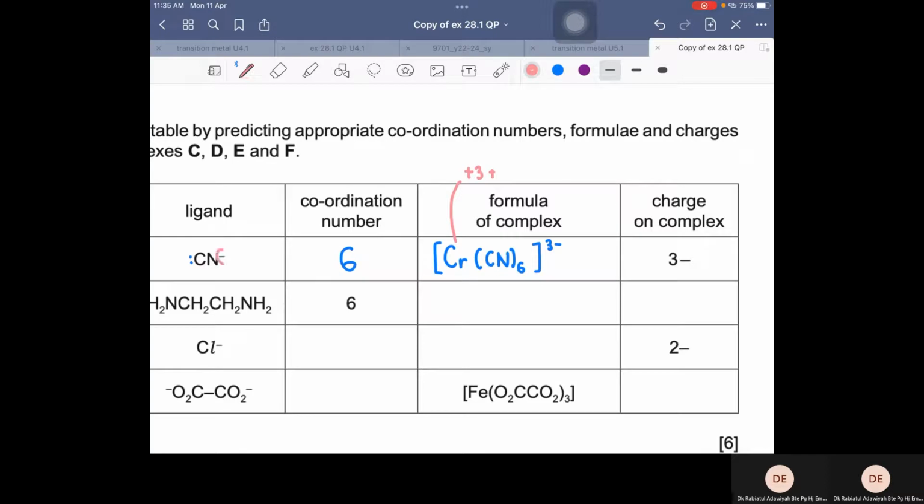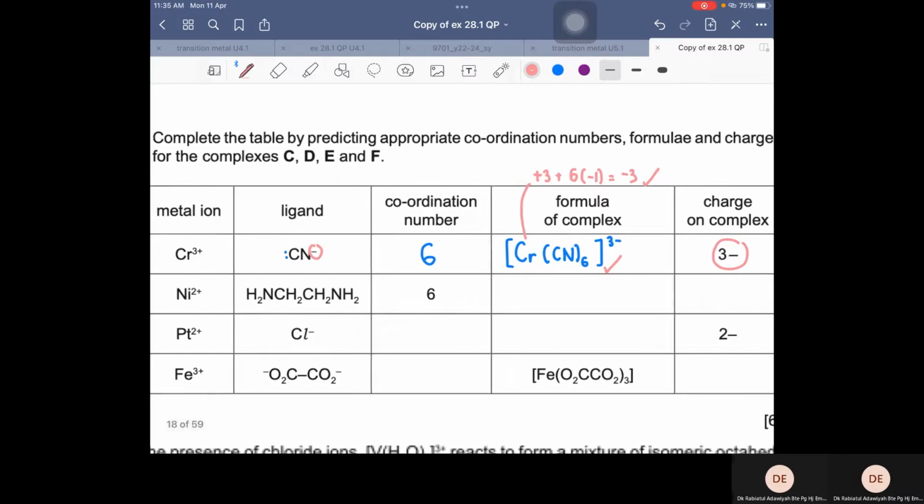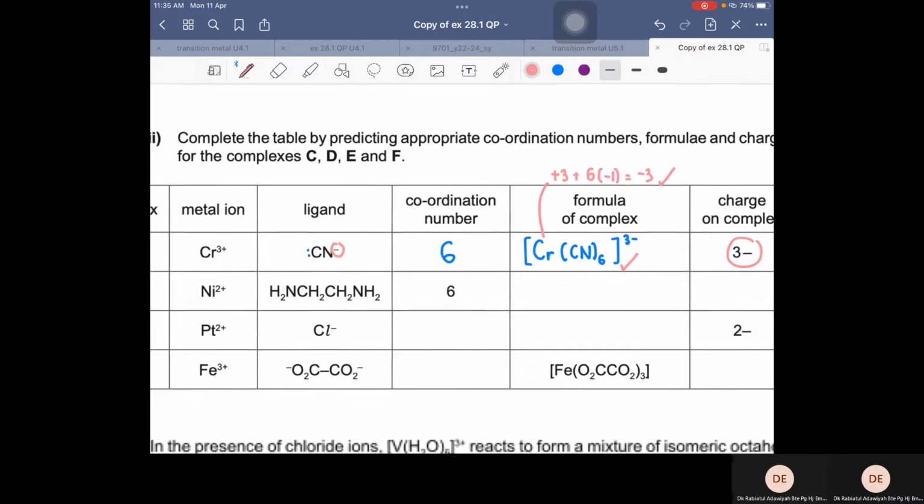Cyanide has a charge of -1, and there are 6 of them. +3 minus 6 is -3. So that means our formula is correct. It matches the overall charge on the complex. Okay?